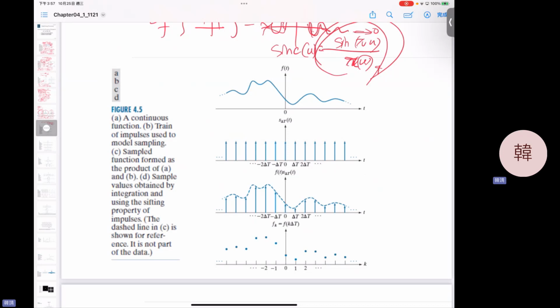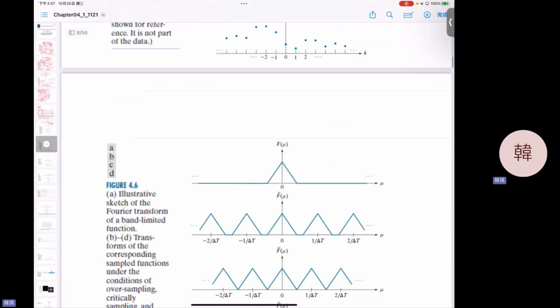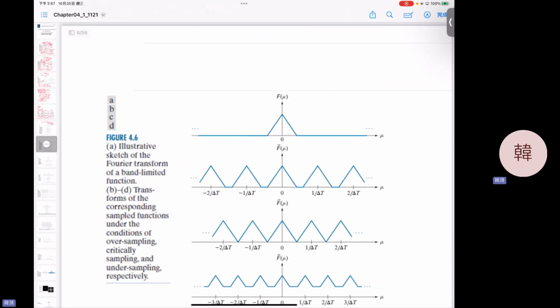And actually for digital, how do you change it to digital? This one may be some continuous real number, but your computer cannot store it. So you have to decide how many bits are going to represent one signal. If you have 8 bits, you can change it to 0 to 255, some integer, and then do some processing there. Okay. So now the problem is here. Illustrate the sketch of the Fourier transform of a band limited function.